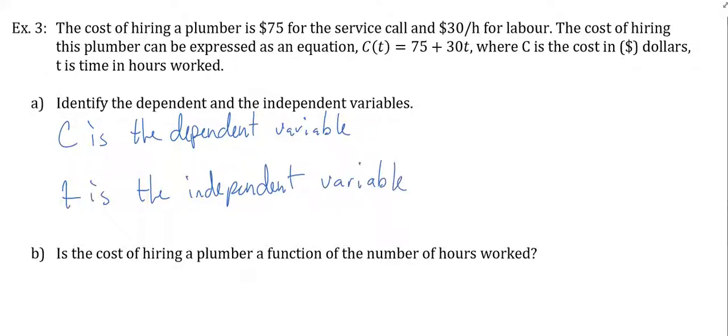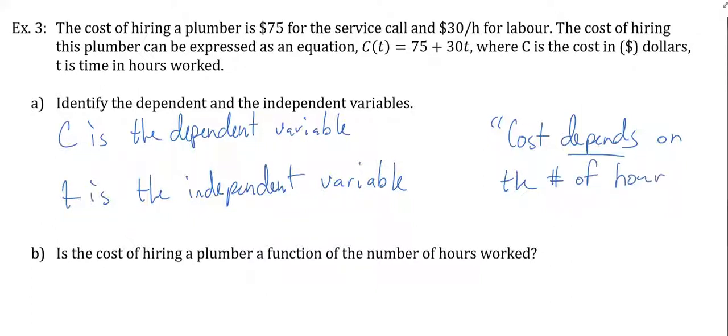Remember what I said, time is basically always the independent one because time just goes. Other things don't cause time to go. Time goes. So it's independent. And we say cost depends on the number of hours or time.